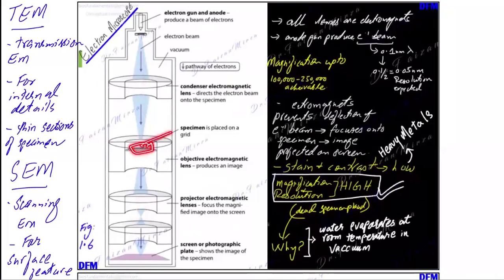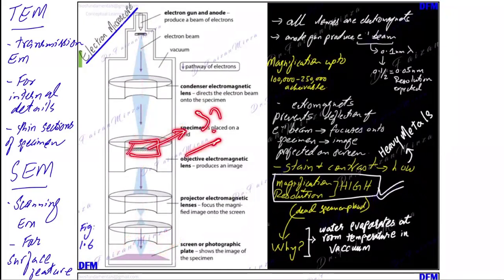The specimen must be dehydrated, which means we cannot use a living specimen. Since the specimen is dehydrated, all the water has been driven off, so it will not be a living specimen. Now, if you pass the electron beam through it, the image will be seen on the screen at the bottom.